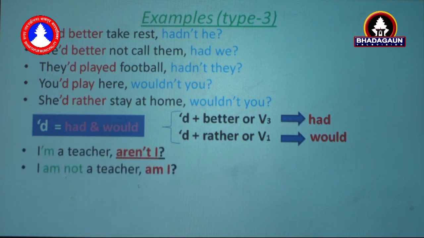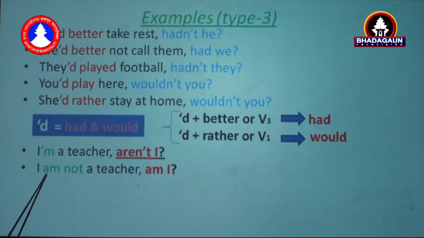So next one. I am a teacher. Aren't I? This is the exception, right? Though there is the auxiliary verb am, we cannot say amn't I. We have to use aren't I. This question is frequently asked, because some of the students say amn't I. That's wrong. This is positive, I'm. Apostrophe m means am, right? But when we add the tag, this m is changed into aren't I. This is the exception. Notice this one.